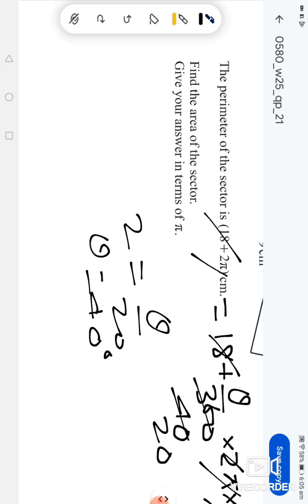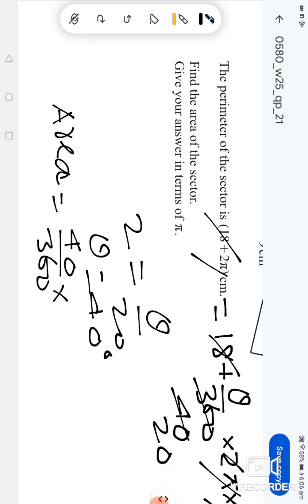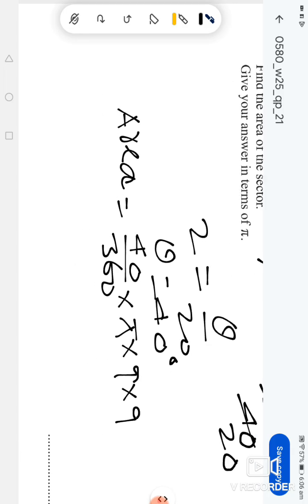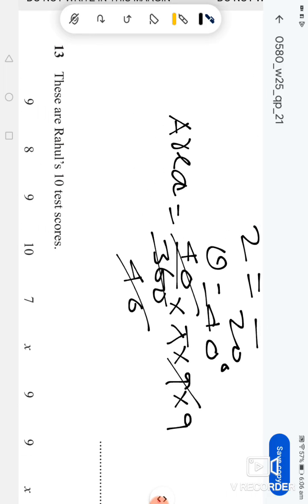Now find out the area. Area is theta, 40 by 360, multiply pi r square, pi 9 into 9. So 9 pi.